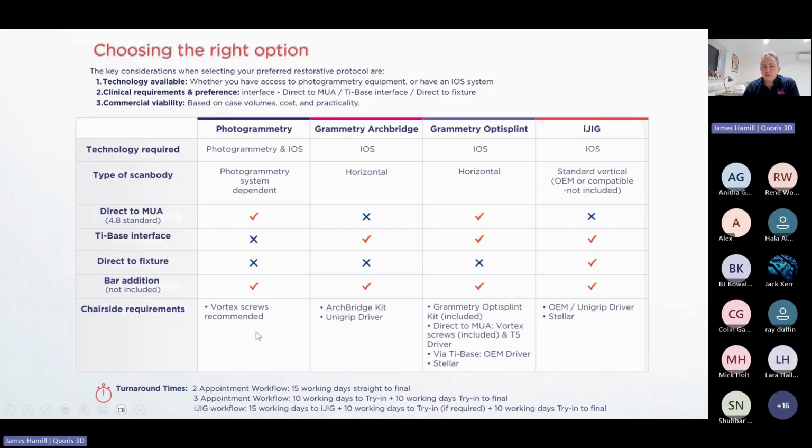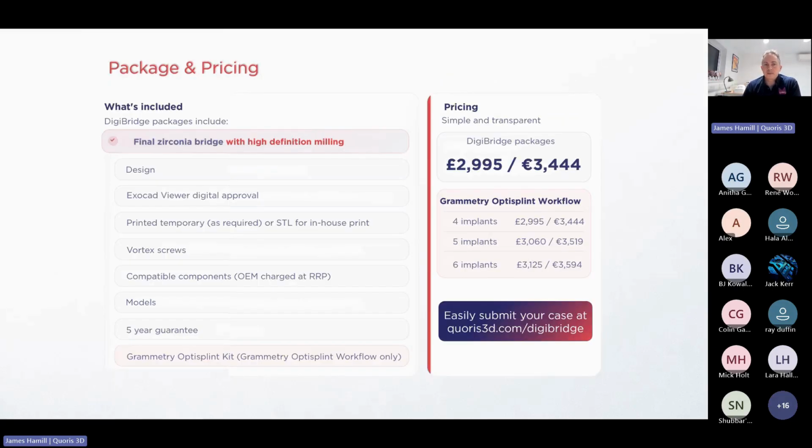And then down in here, we have some chair side requirements. There's certain drivers that you need to be aware of, things that are important that you don't miss out. And then you've got your turnaround times at the bottom. So choosing the right option is important. It allows you to start in the correct way at the beginning. And as I said at the start, we do take a lot of phone calls from dentists who need help in terms of just deciding what route to go down.